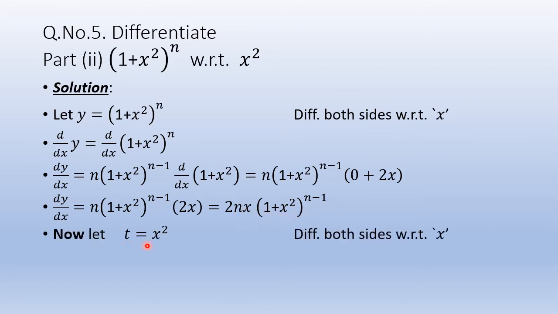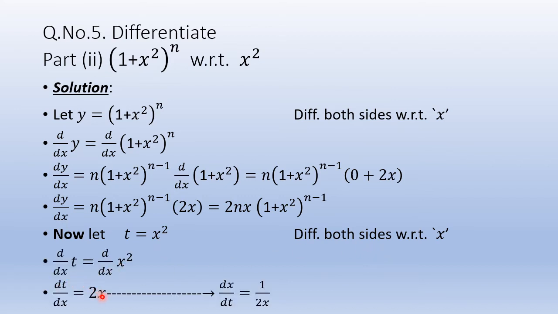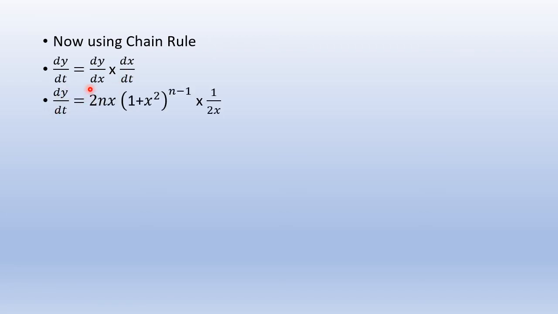Now let t equal x square. We differentiate both sides with respect to x, and we get dt by dx is equal to 2x. Take its reciprocal, and we get dx by dt is equal to 1 by 2x. And now we are going to apply the chain rule. dy by dt equals dy by dx into dx by dt. So just put in the values of dy by dx and dx by dt.